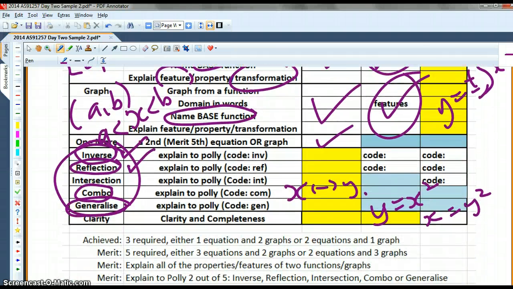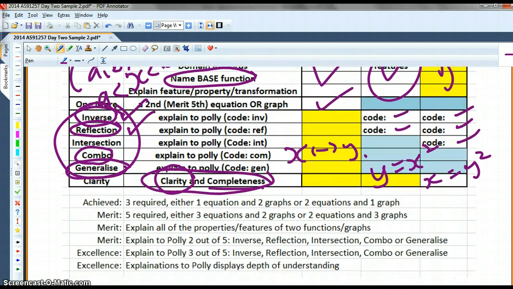So note, for excellence, you only need 3 codes. For merit, 2 codes. You're not trying to do everything, but you are trying to get clarity. You may not finish, but you could still get excellence, but what you do needs to be very clear. So in order to get finished on time, you might have to be quite concise to gain the completeness. So I'm not looking for a huge essay, it's got to be realistic. So for excellence, 3 out of the 5. Inverse, reflection, intersection, combination or generalise.